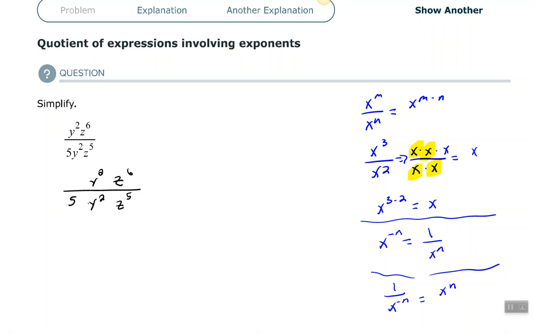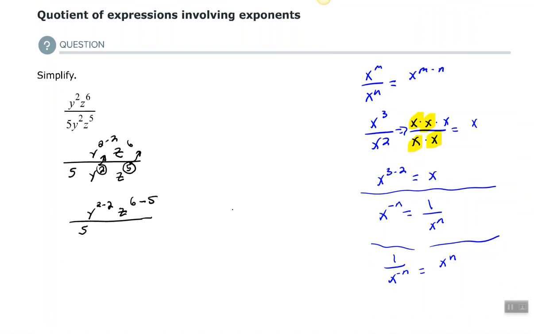Okay, so let's start with the y's. So we see we have y squared in our denominator, so let's just rewrite this to subtract the exponent, moving it up and subtracting. Same thing with the z. We're going to take this 5 from our denominator and subtract it from the 6. Okay, using our quotient rule. So that gives us y to the 0 power and z to the first power all over 5.